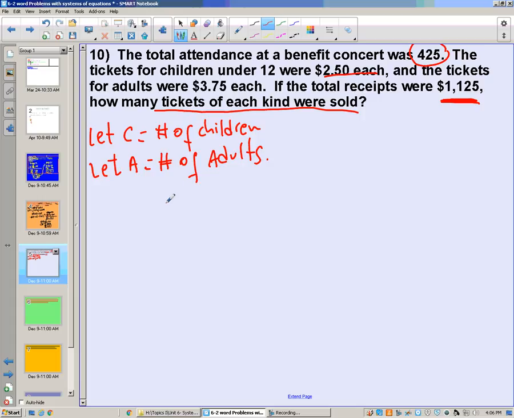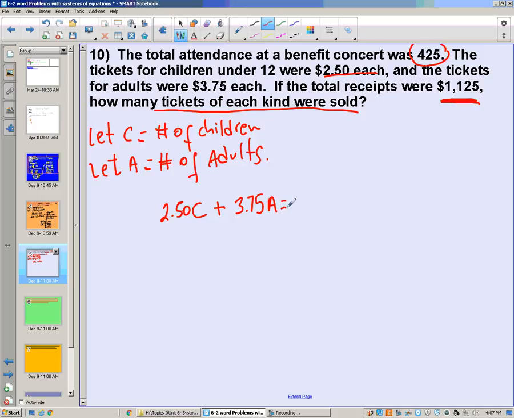Well, let's think about the children, the total for the kids. I know that each of the kids' tickets is $2.50 each, right? So the total amount of money made by selling tickets to the children is 250 times the number of kids that went. That's the total amount made by just selling children tickets, right? Plus, how much did they make for the adults? Well, the adults' tickets were $3.75 each, and then we're going to multiply that by how many adults went.